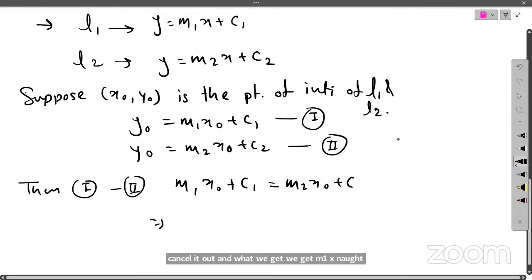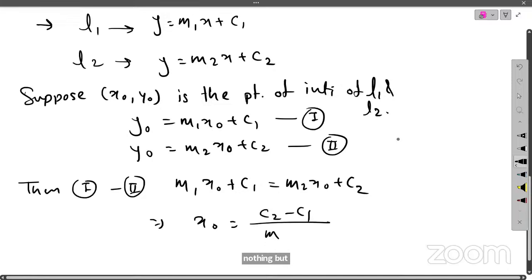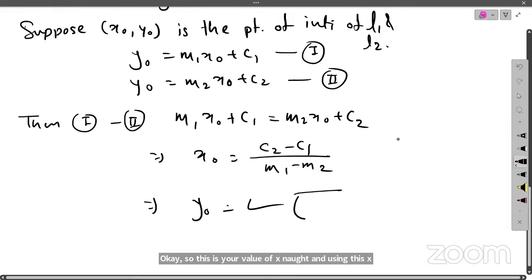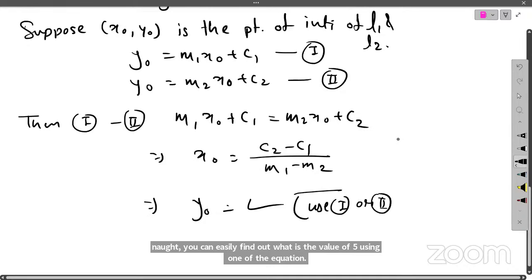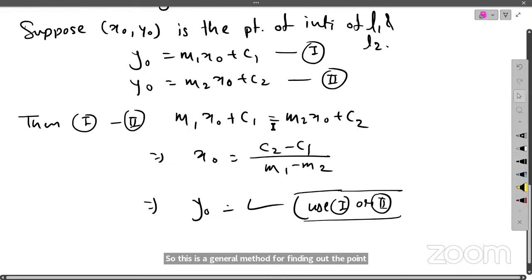Now from here you can easily compute the value of x naught, which is c2 minus c1 upon m1 minus m2. Right, the term jumps over to the other side, so there is a minus. Okay. So this is your value of x naught, and using this x naught, you can easily find the value of y naught using one of the equations. Use either 1 or 2, right? So this is a general method for finding the point of intersection of any two lines.